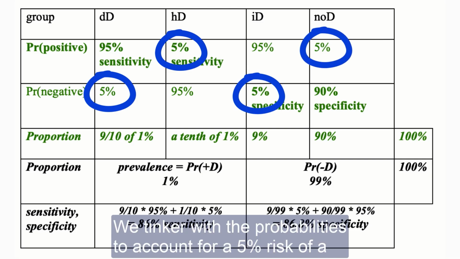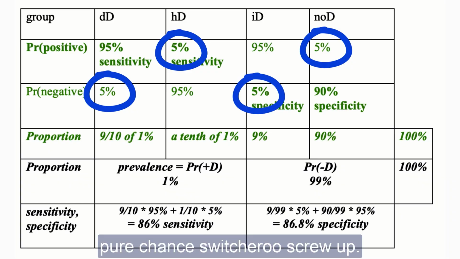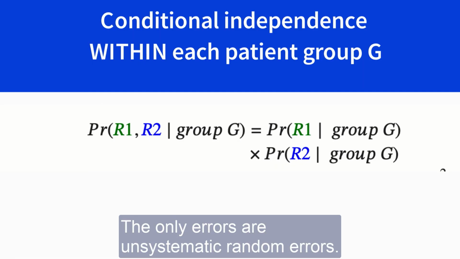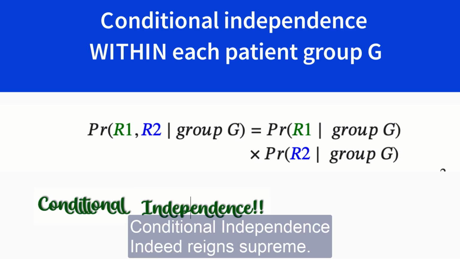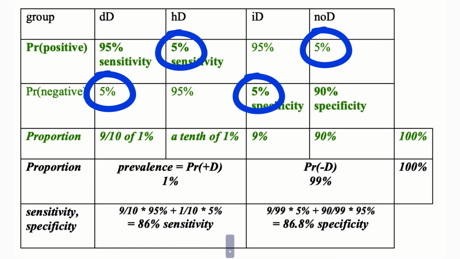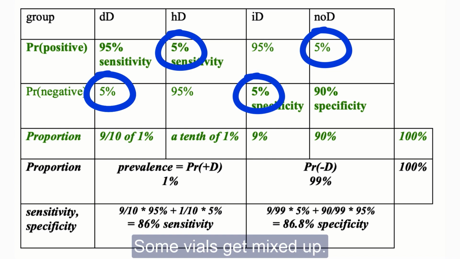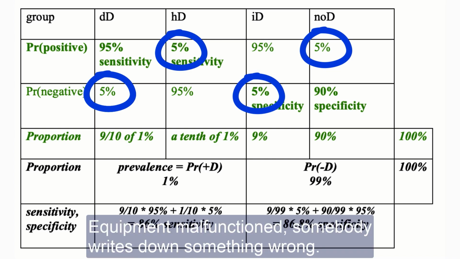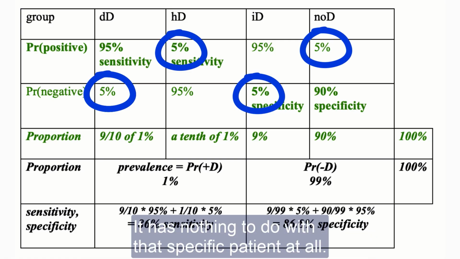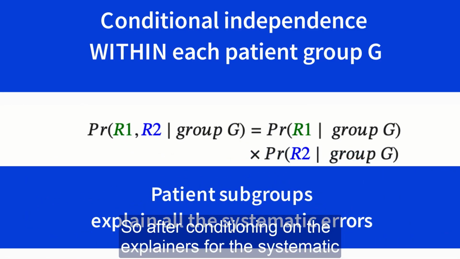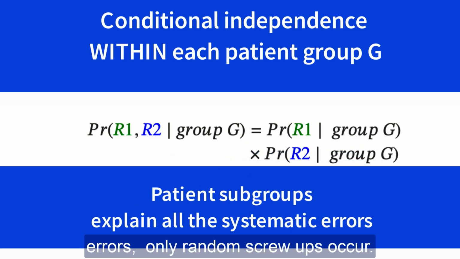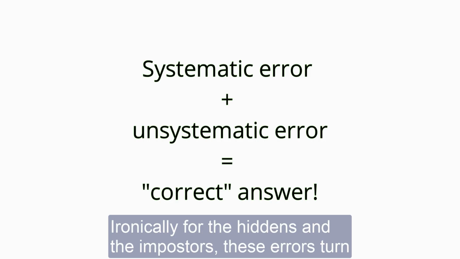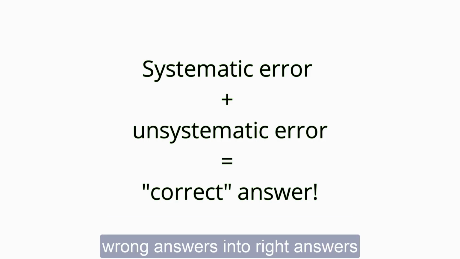Random errors. We tinker with the probabilities to account for a 5% risk of a pure chance switcheroo screw-up. Within each group, the only errors are unsystematic random errors. Conditional independence indeed reigns supreme. The switcheroo, just pure chance. There's some screw-up somewhere. Some vials get mixed up. A reagent has gone bad. Equipment malfunctioned. Somebody writes down something wrong. It has nothing to do with that specific patient at all. So after conditioning on the explainers for the systematic errors, only random screw-ups occur. Ironically, for the hiddens and the imposters, these errors turn wrong answers into right answers.